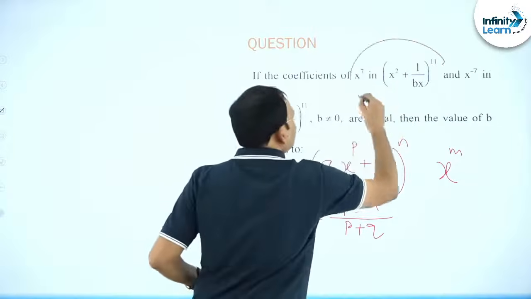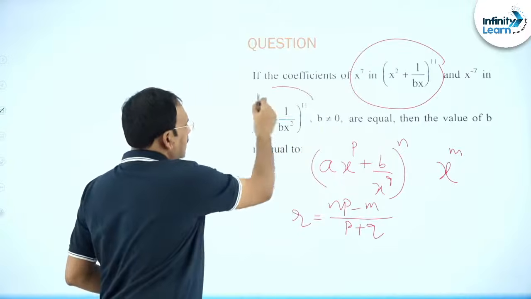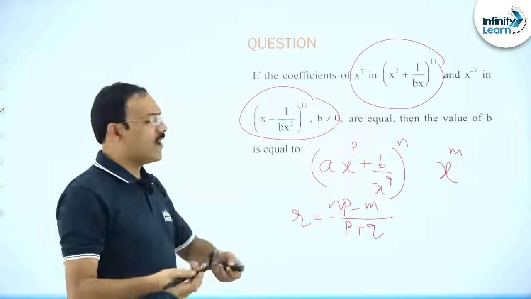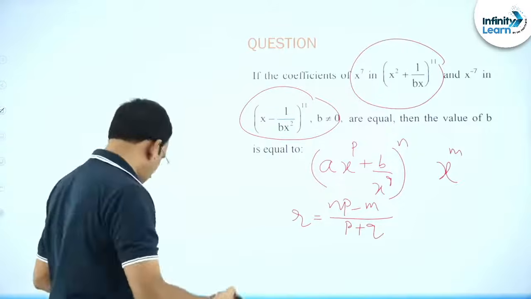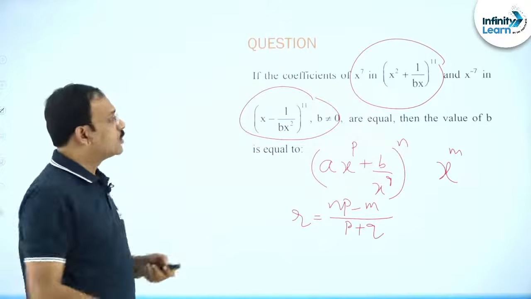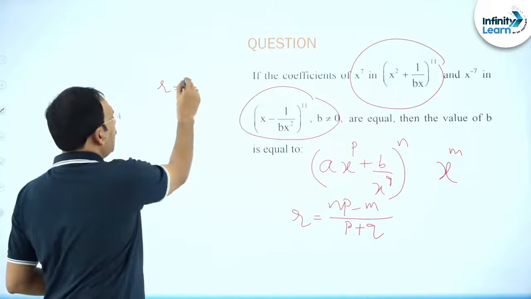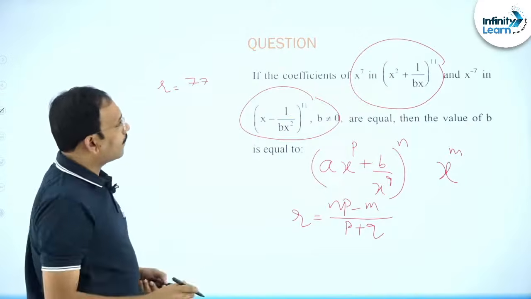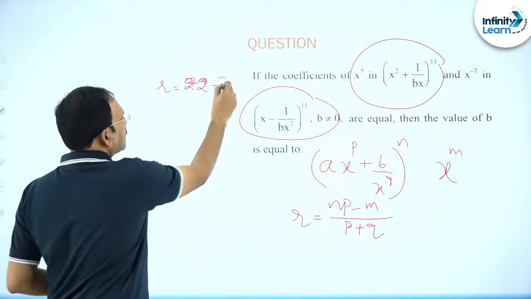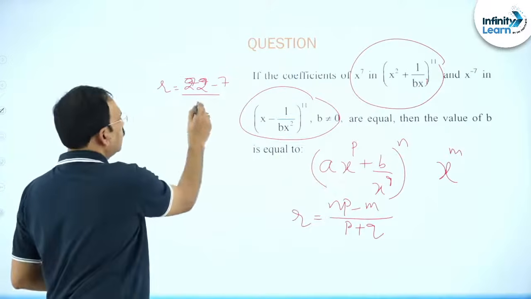Now you see, dear students, the question: the coefficient of x power 7 in this expansion and x power minus 7 in this expansion are equal, then find the value of b. Chalo, you try to apply the shortcut. I want the coefficient of x power 7, so you just apply the shortcut, r is equal to np, which is 11, minus m, which is 7, by p plus q. P is 2, q is 1, 2 plus 1 is 3.